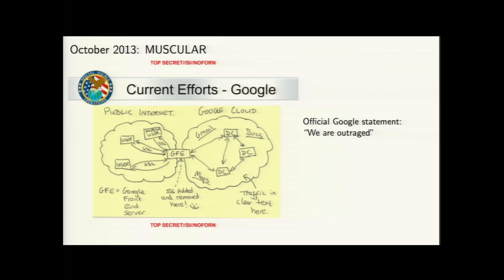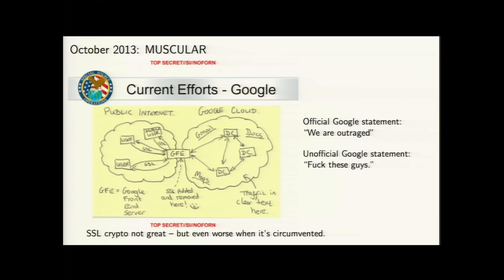So SSL is only outside of Google at the time this picture was drawn. And then inside, hey, NSA can, as the part on the right says, see traffic in clear text here. Google's just sending all their traffic in clear text. They've been changing this after seeing this picture. The official Google statement about this picture said, we are outraged. So that's already pretty serious. The unofficial but very public Google statement about this said, fuck these guys.